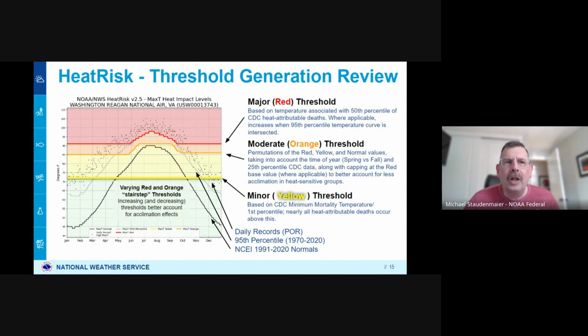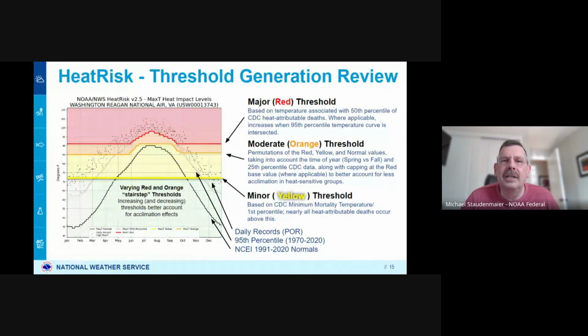So I put all of the threshold generation review on this slide. I'm going to assume the vast majority of you have already heard about how we derive them, but I'll review it briefly on this slide. So this chart is something that's available to all the CONUS WFOs as a visual means to see the daily thresholds for the entire year. This example is for Max T for Washington Reagan National Airport. The x-axis denotes the months of the year, and the y-axis is temperature.